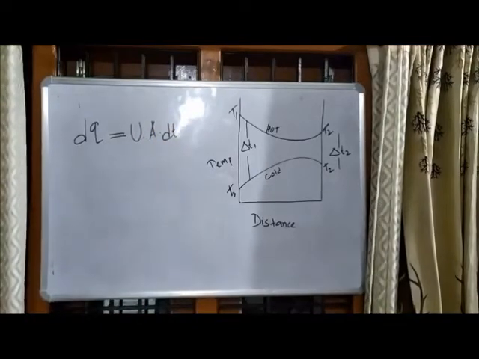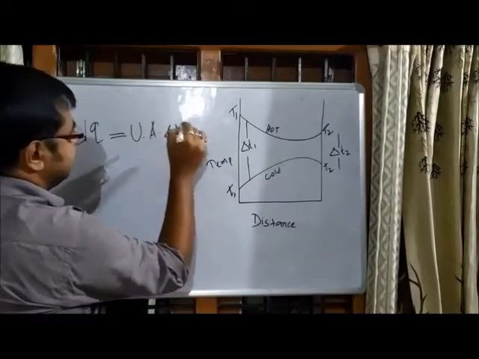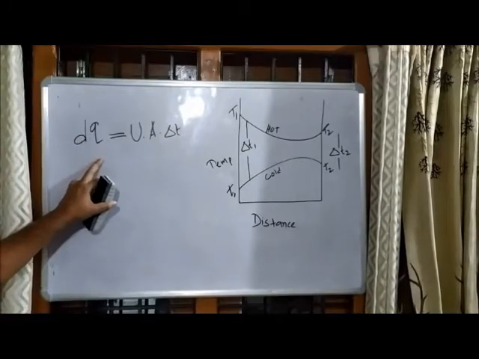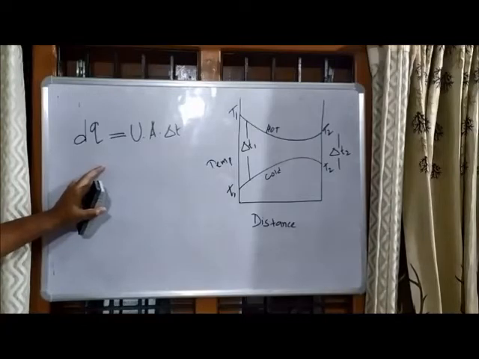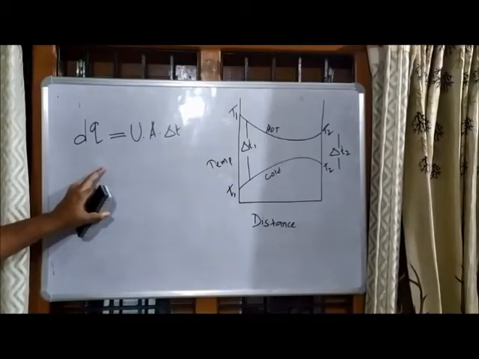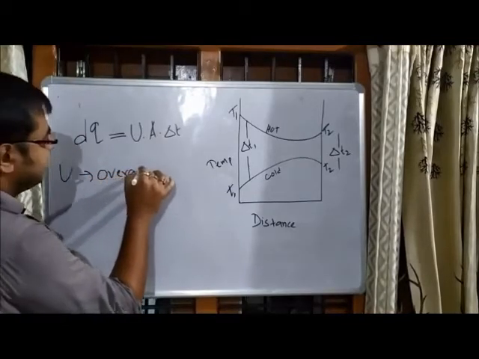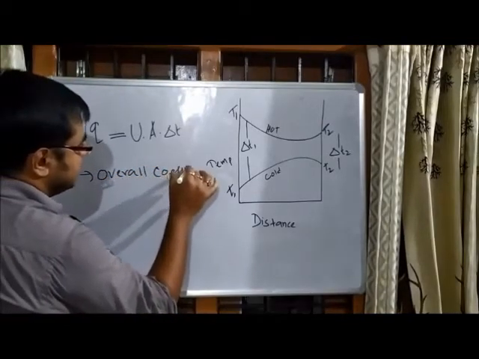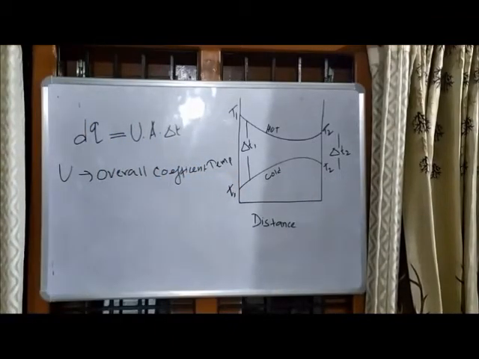This dT you can also write as delta T. So dQ is the transfer of heat. Here U is the overall coefficient. U is considered as the overall coefficient throughout the length. It is constant, right? And A is the area, right?